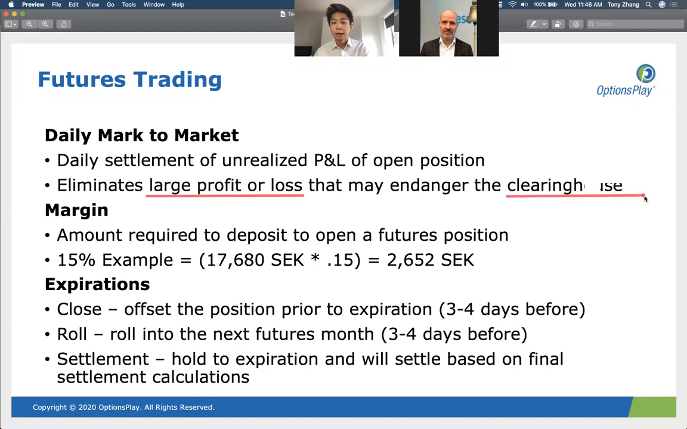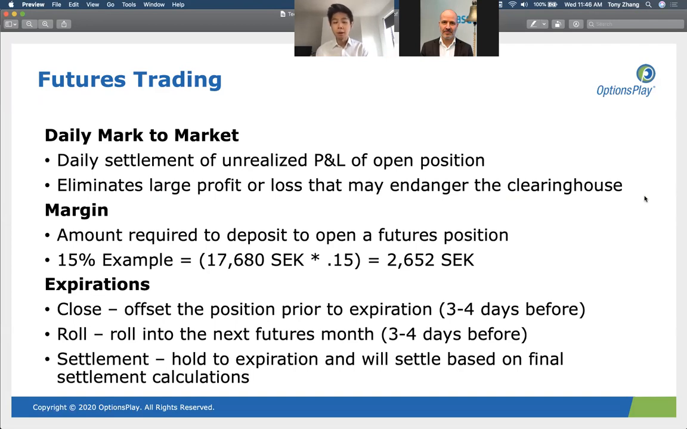So the clearinghouse guarantees the counterparty risk, and they do so by marking to market any gains or losses at the end of each day. So no single party is carrying around a large amount of unrealized gain or loss that they may not be able to cover. And by doing this every single day, it ensures the quality of the clearinghouse.